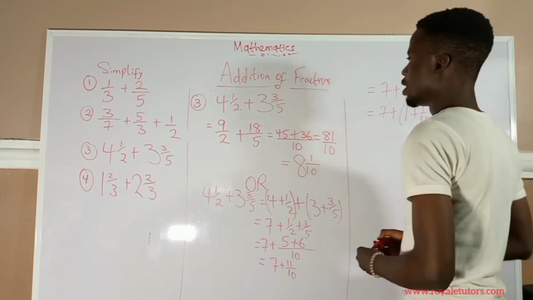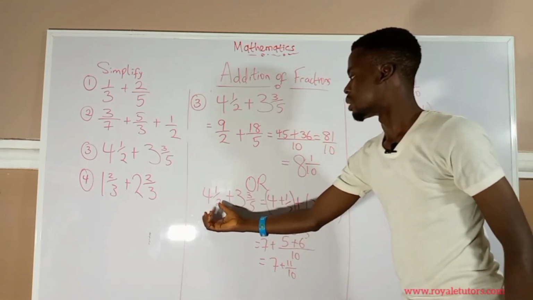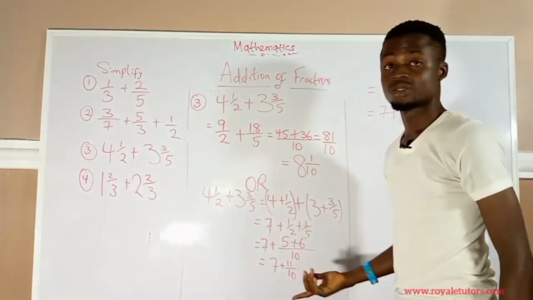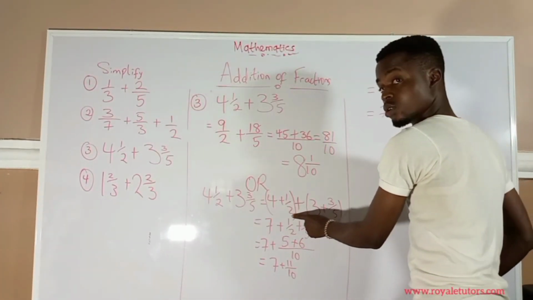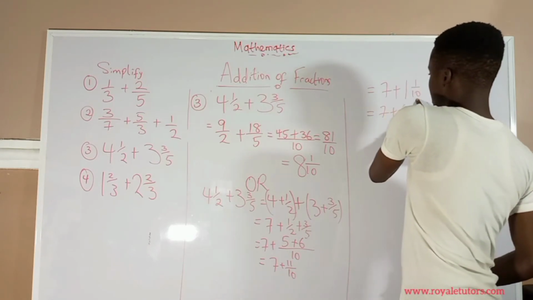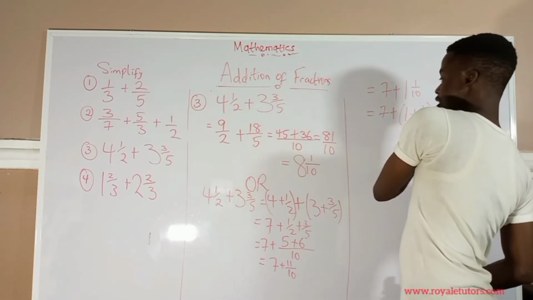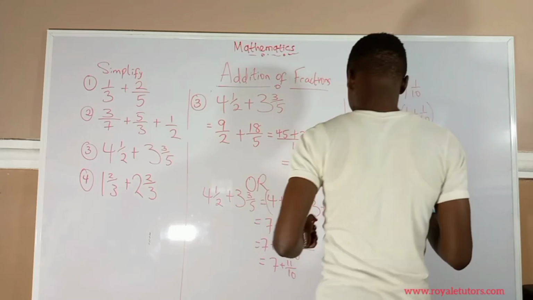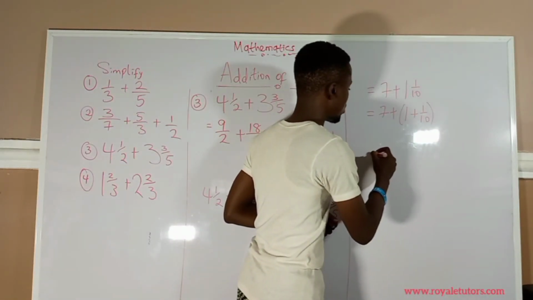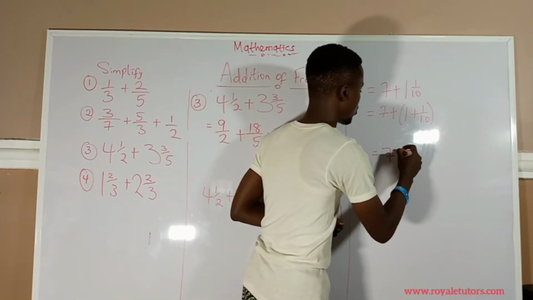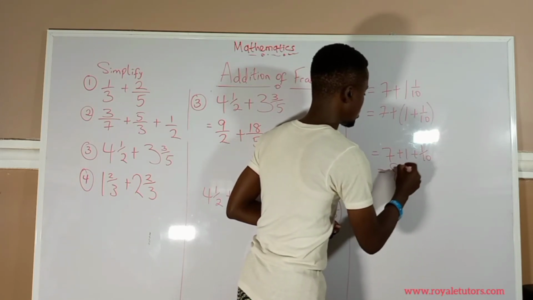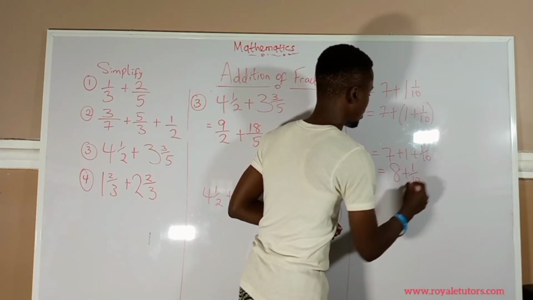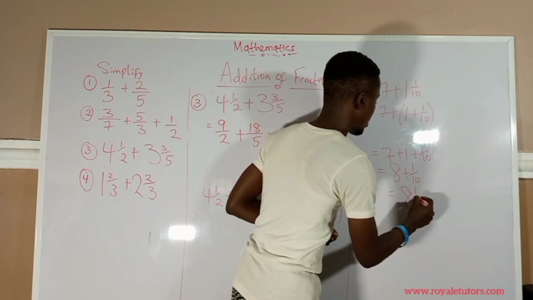We said it earlier. Whenever you have whole numbers beside a fraction, they are addition. Just like 4 whole number 1 over 2 is the same thing as 4 plus 1 over 2, the same way, 1 whole number 1 over 10 is the same thing as 1 plus 1 over 10. So that you can have 7 plus 1 plus 1 over 10, and that's going to be 8 plus 1 over 10, which is the same thing as 8 whole number 1 over 10.